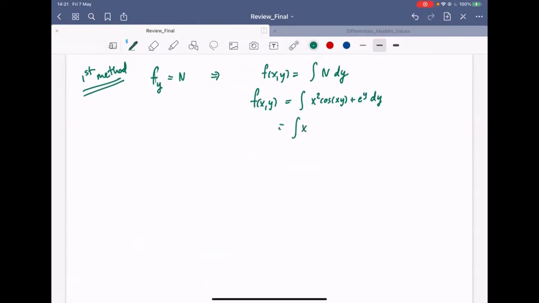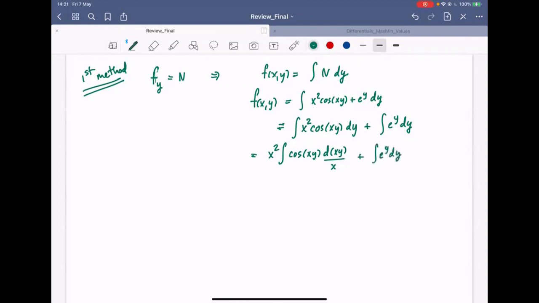Integrate x squared. X squared is constant. I don't have to do anything else with that. But what I'm going to do is split it first. So integrate x squared cosine xy dy. So x squared just comes out because I do not need to integrate that. And I integrate cosine xy dy. Here I'm going to use d(xy), and then I have x here. This is the term where I try to do a substitution by picking u to be xy. And then plus integrate e to the y dy.